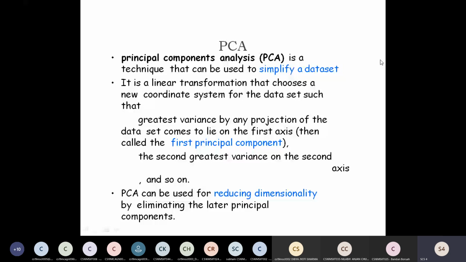We can define PCA as a linear transformation that chooses a new coordinate system for the dataset such that the greatest variance by any projection of the dataset comes to lie on the first axis, called the first principal component, then the second greatest variance on the second axis, like that. So this PCA is actually used for reducing dimensionality by eliminating the later principal components.